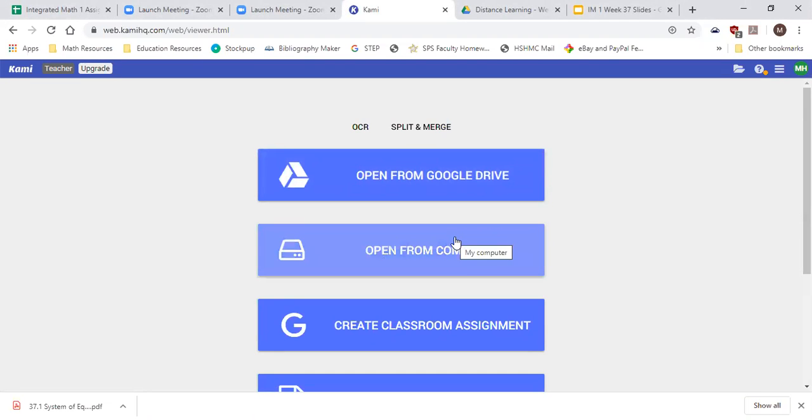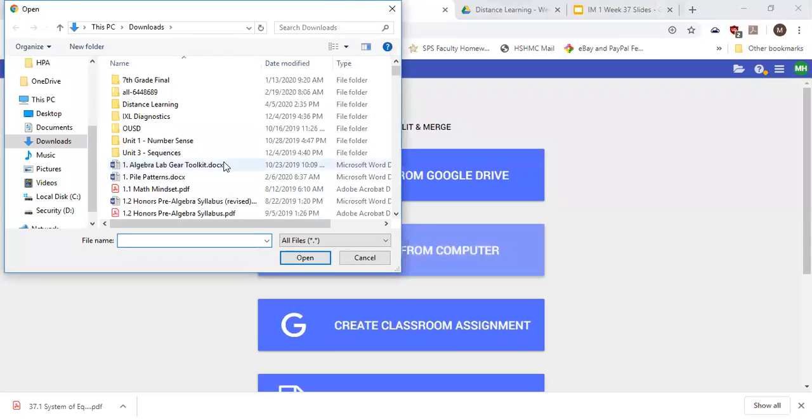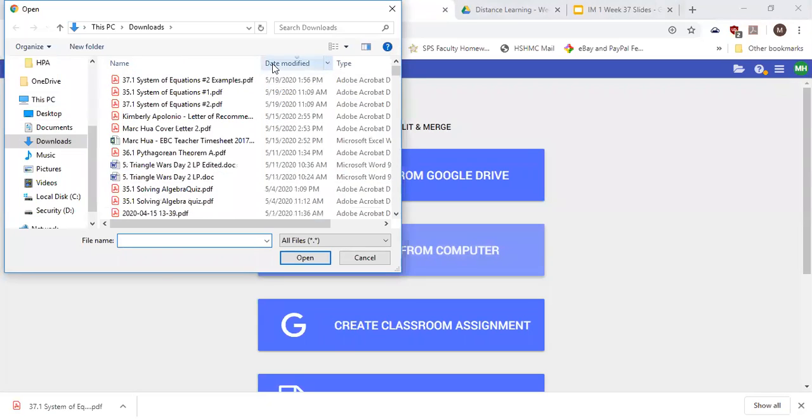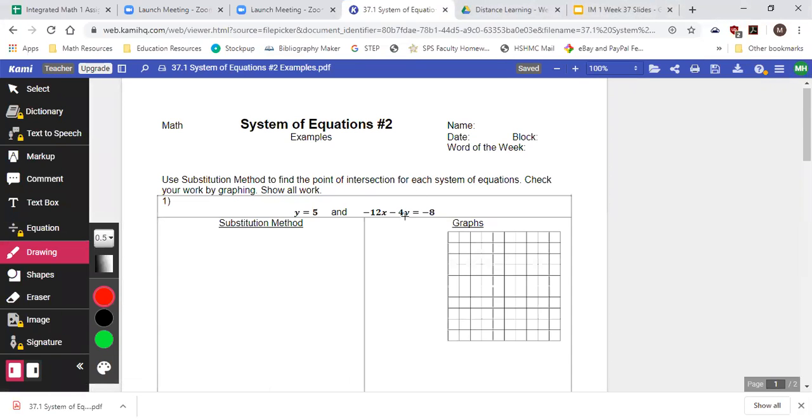So I'm going to open a file from my computer, and it brings up the PDF, and then you can write on the PDF and then save it and then send it as a way to submit your work. The nice thing about this feature is that sometimes you don't want to waste paper, or you don't want to draw a graph by hand.